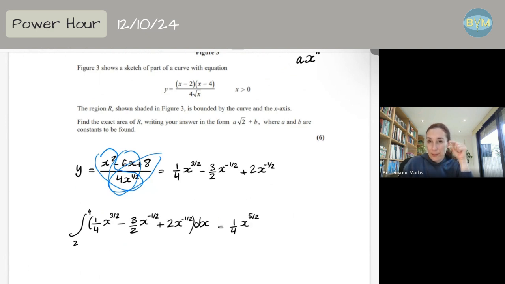I'm dividing by the new exponent, yeah? So I'm dividing by 5 halves. So I can write the 5 here and the 2 in the numerator if you want, yeah? Divide by 5 halves is the same as multiplying by 2/5. So sometimes it's better writing this way.